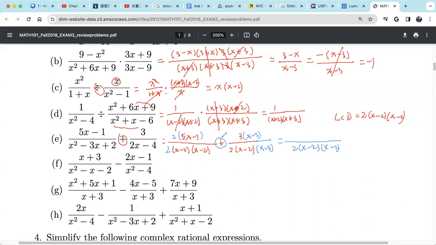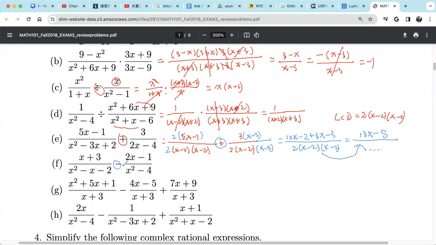Now we add the numerators. So the numerator will have 2 times 5x, which is 10x, 2 times negative 1, negative 2, plus 3 times x, 3x, 3 times negative 1, negative 3. So then the numerator will have 10x plus 3x, that's 13x, and negative 2 minus 3, that's minus 5. Right, just rewrite the denominator here.